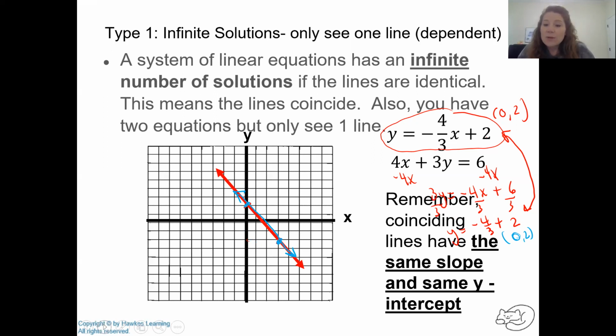So it says coinciding lines have two things, the same slope and the same intercept. So like I showed you when we solved for y on the second equation, we ended up with two identical equations. So that means every single point on these two lines, they both have those things in common, right? That's why they have an infinite number of solutions. And you would say the same two lines, the same line, are dependent. They're dependent on each other.